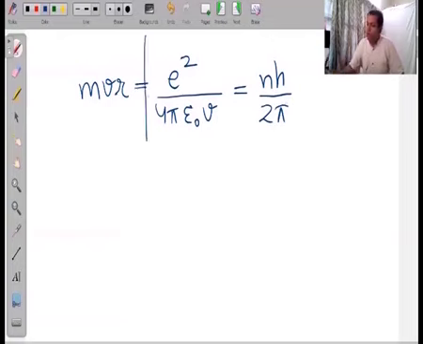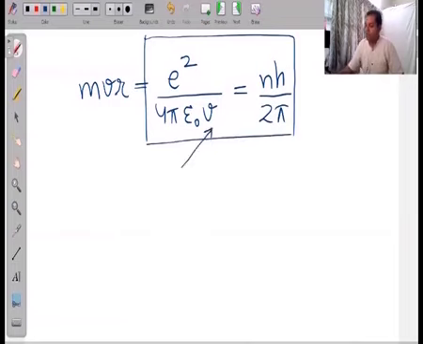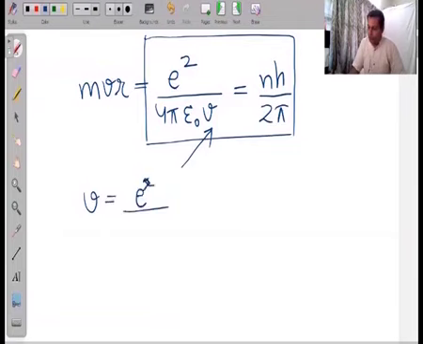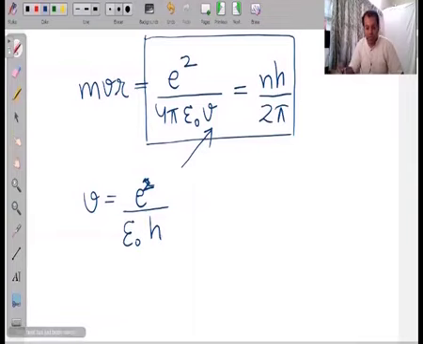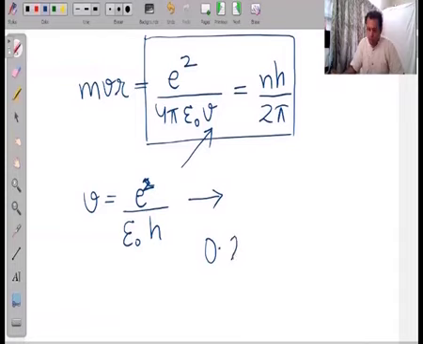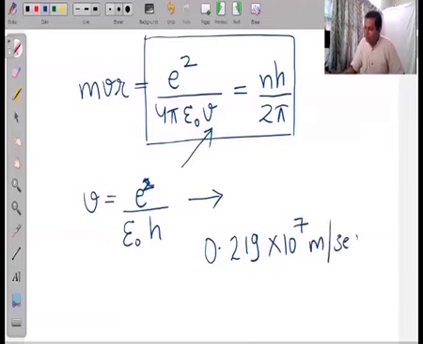Now we have from here all that we need to solve for the velocity. And what is the expression for velocity? It becomes e squared upon 2 epsilon naught h. So we can plug in the values. We are already given the charge of the electron, the permittivity of free space, and the Planck's constant. And when we do that, what do we get? We get a value 0.219 into 10 raised to 7 meters per second. So that's the velocity that the electron has in this orbit, the first Bohr orbit.